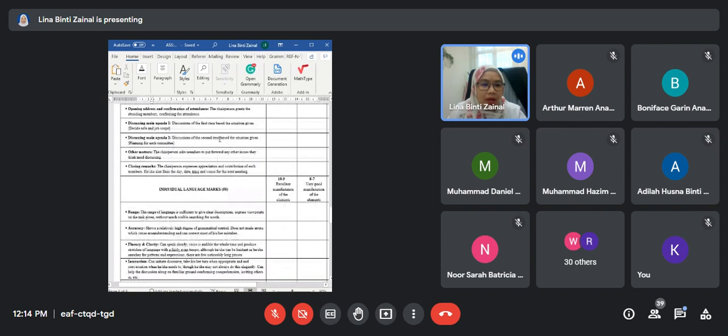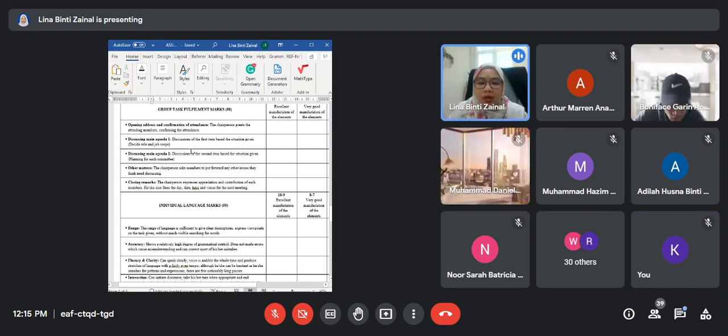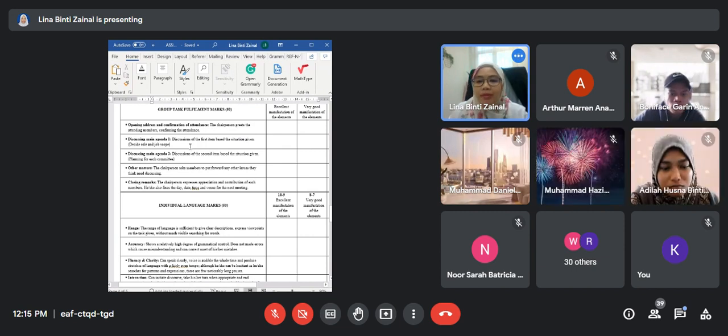So this is the rubric. Chairperson greets the attending members and confirm the attendance. Discussion of the first main agenda. Okay, first main agenda is given here. Main agenda pertama you ialah to decide role and job scope of each of the group members. Okay, later I will show you the situation. Okay, you only need to choose one situation to be presented in your meeting later.